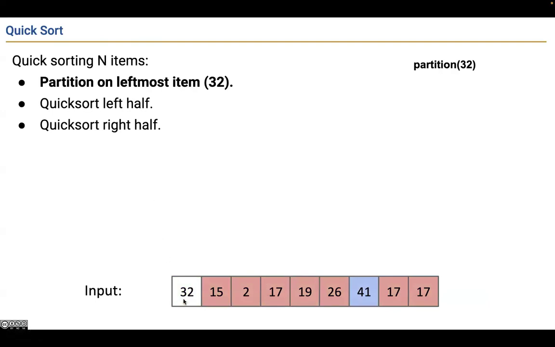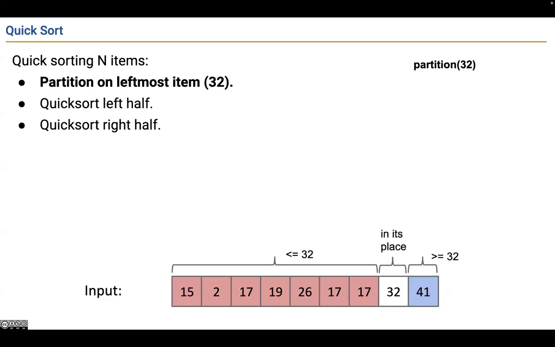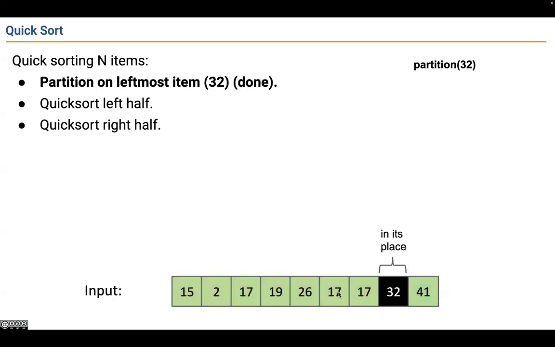I will take the leftmost item, which is 32. And I've helpfully colored everything less than 32 red and everything greater than 32 blue. You don't have to, but I did on the slide. And I partition on 32. So everything to the left of 32 is less than or equal to 32. Everything to the right is greater than or equal to. You get the idea. Now I've created 2 subproblems. So I'll quicksort the left half, and I'll quicksort the right half.